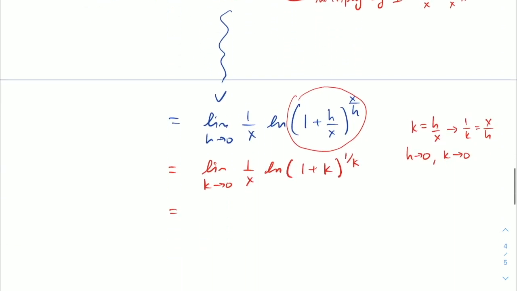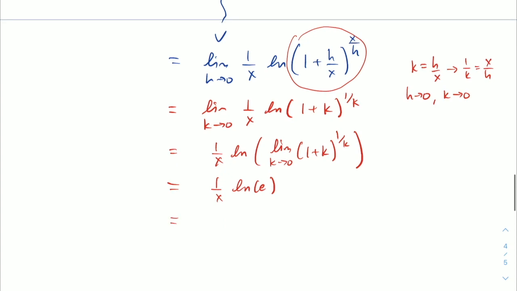So this is going to be 1 over x natural log of the limit as k goes to 0 of (1 plus k) to the 1 over k. That all turns into e, so we'll have 1 over x natural log of e, which is just 1 over x. And I'm done with my proof.